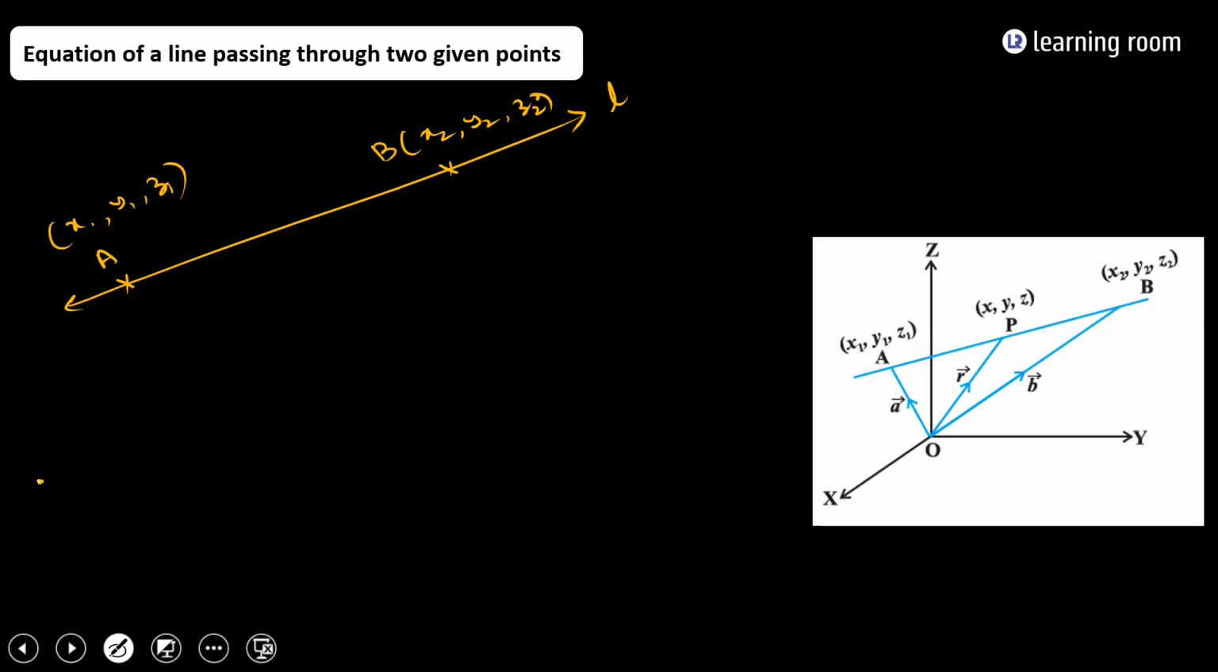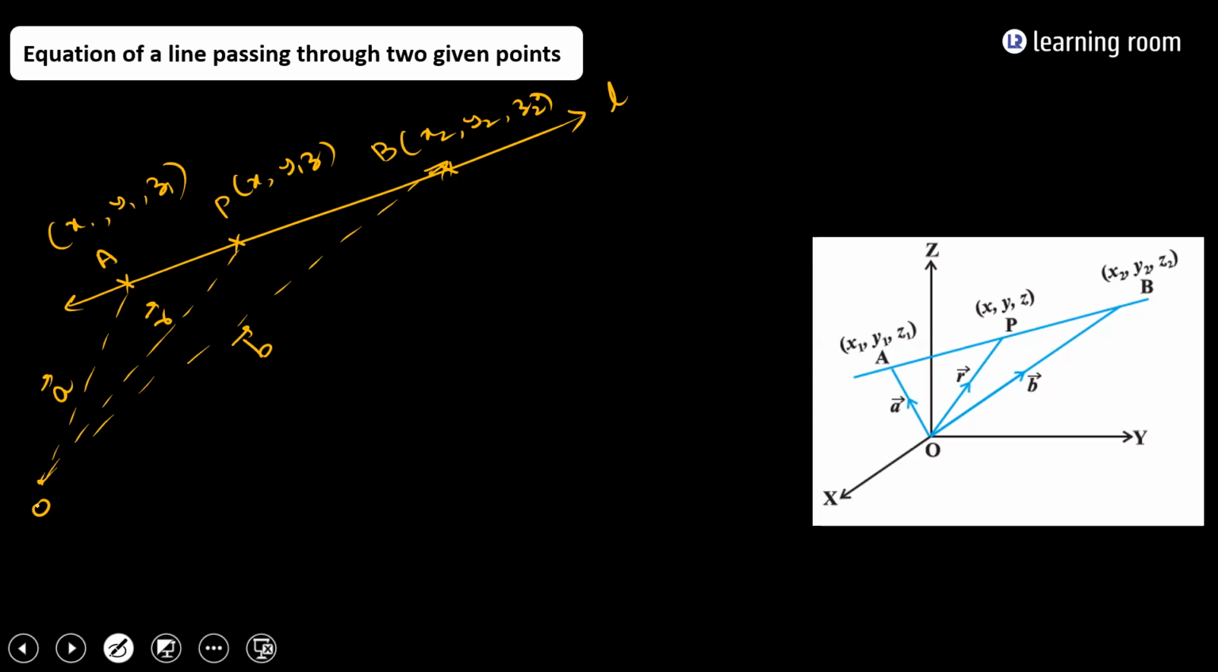So from the origin, if I consider the position vector of A as A vector and the position vector of B as B vector, then our job is to write the equation of this line, for which the logic is again simple. We need to consider a generic point on it. Let me call the point P, x comma y comma z, where I take this OP vector as R vector.